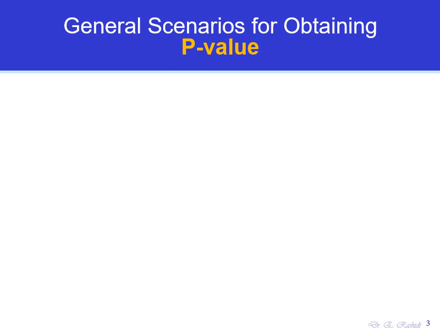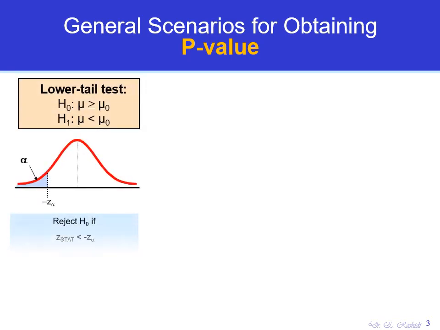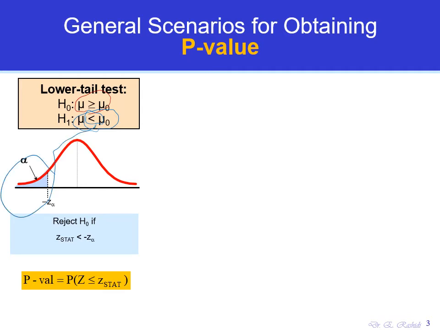General scenarios for obtaining p-values. We saw the scenario of a two-tailed test. Now let's take a look at the one-tailed test. If we have, for example, a lower tail test, this is how the hypotheses would look. The null hypothesis states that the parameter mu, the average here, is greater than or equal to mu 0. And the alternative hypothesis says that no, mu is actually less than mu 0. Since we have a less than sign in the alternative hypothesis, we have the rejection region on the left tail, or lower tail, here.